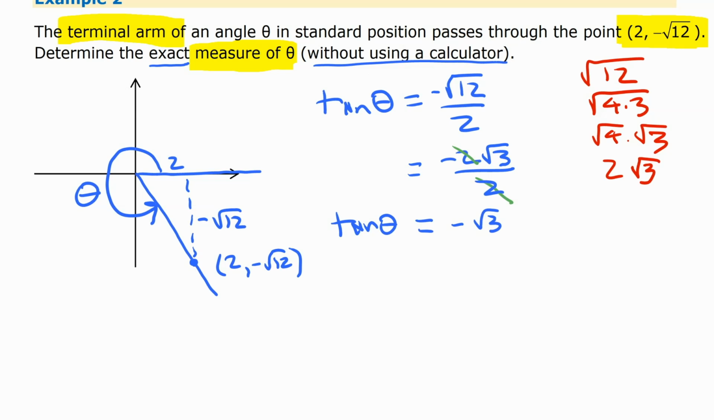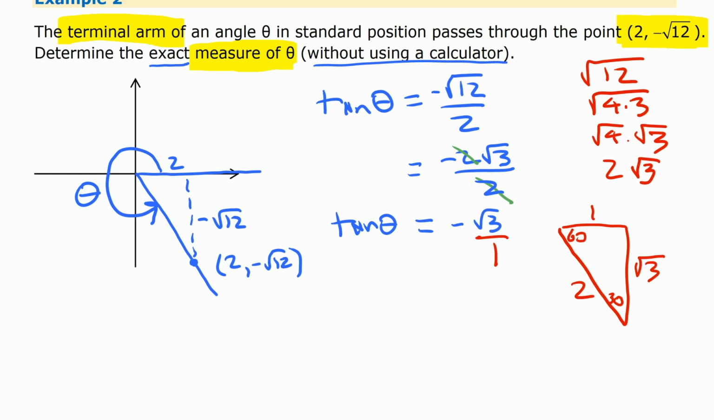Now, hopefully, negative root 3, or more specifically root 3, jumps out as one of those numbers that comes from one of our special triangles, and the one that it comes from is this 1, root 3, 2 triangle that has a 60-degree angle up here and a 30-degree angle down there. And what we're looking for is a tangent ratio of root 3, which is actually root 3 over 1, if you want to think about it that way.